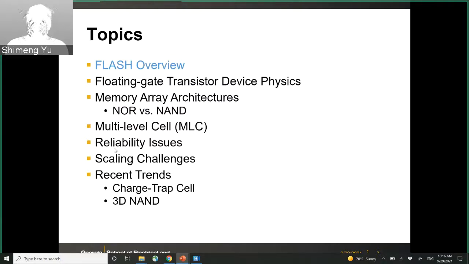And then we will talk about the reliability issues. Endurance is one of the reliability issues, but there may also be retention and disturb issues as well. And then we will discuss the challenges for scaling the NAND flash, and finally the recent trends, especially the 3D NAND architecture.